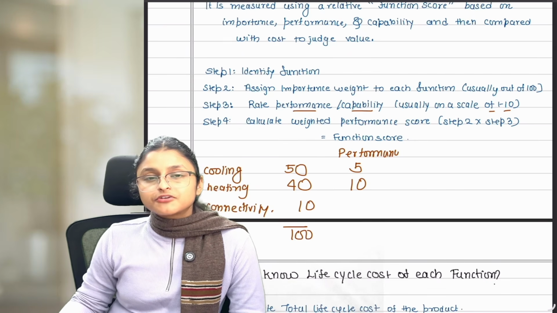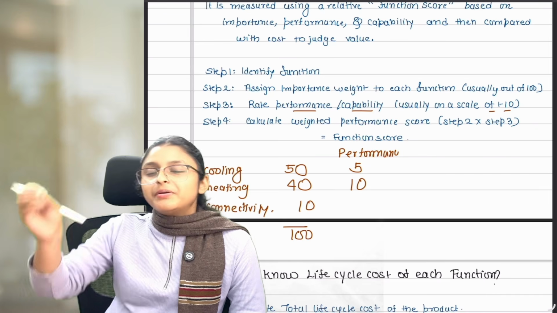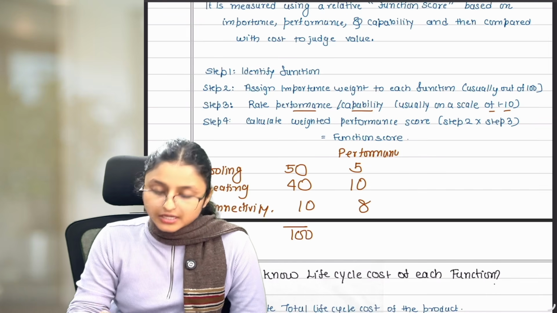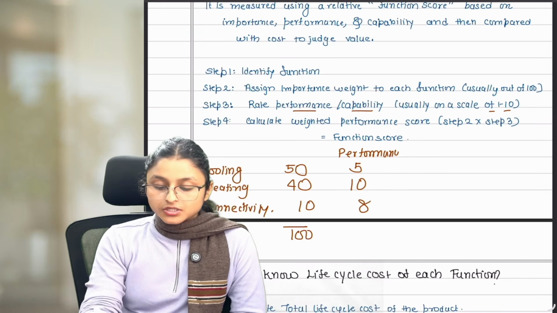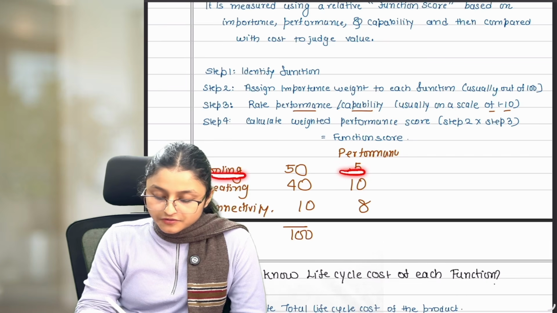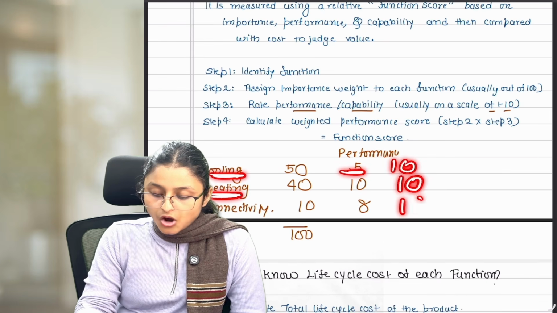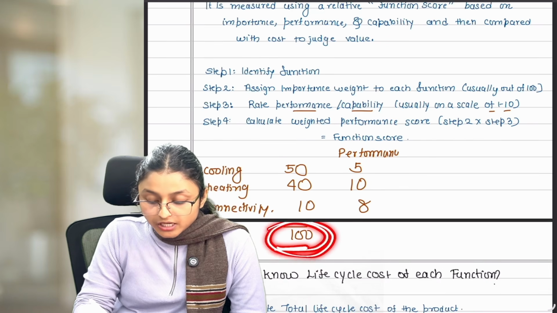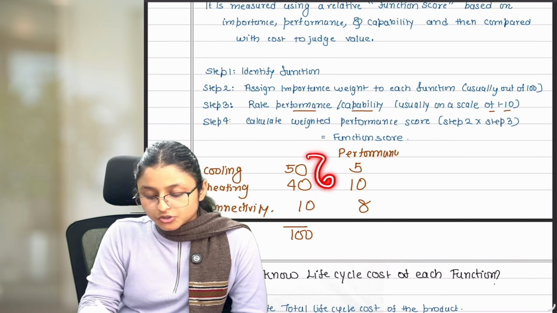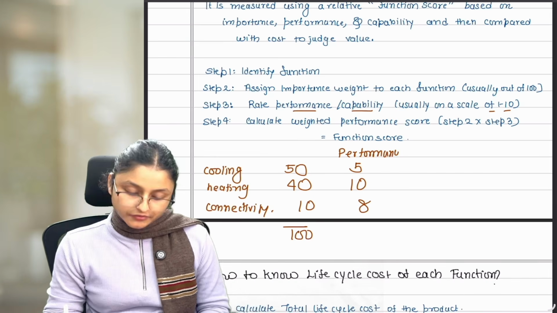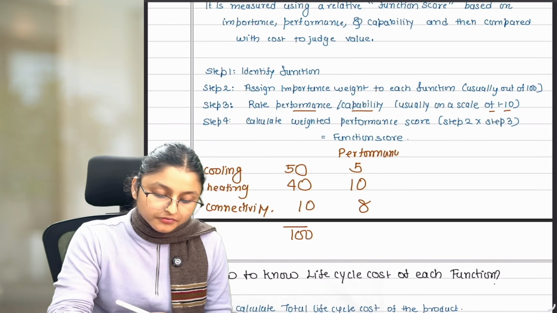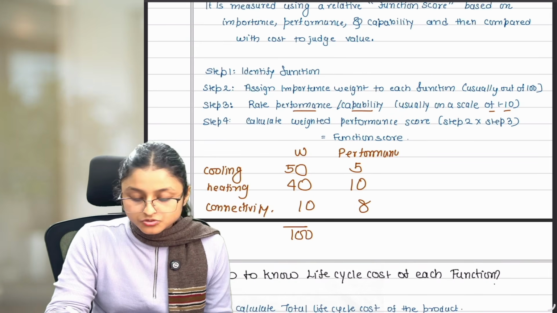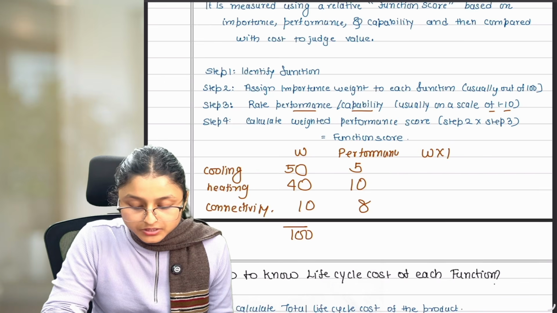For connectivity function, we perform better than okay-ish. So I'm giving 8 points. If you notice, every function has 10 points here, out of which some points are given. But for weight, in total you have 100 weight, and you have to bifurcate that weight to each of the functions. Done? After giving weight and performance to each function, multiply weight with the performance.